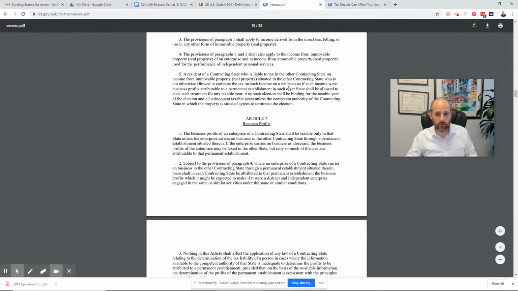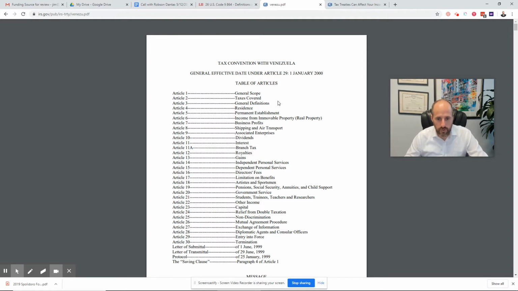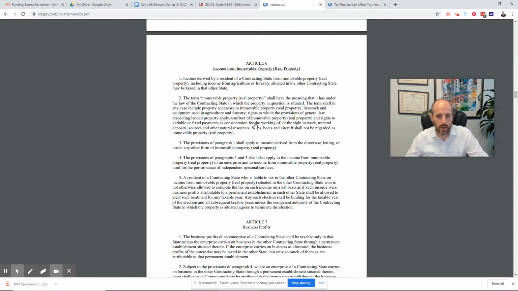So I opened the tax treaty with Venezuela because there really aren't any tax treaties with South American countries, but there is one with Venezuela. So we're talking about business income, a company doing business in one country or another country, who gets to tax that business. So we'll just jump to business profits, Article 7.